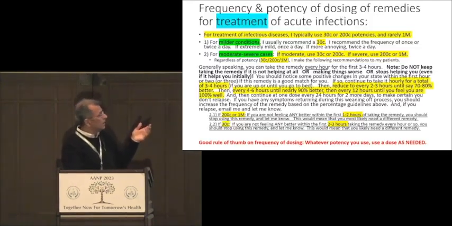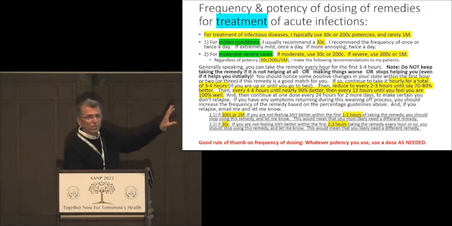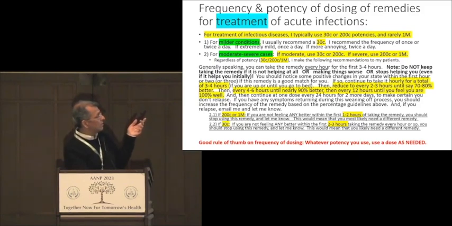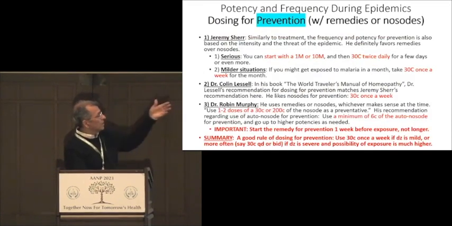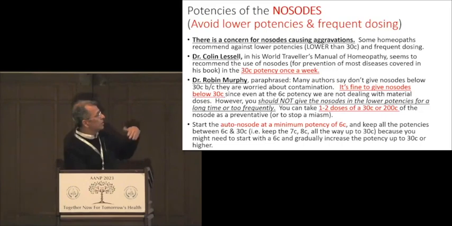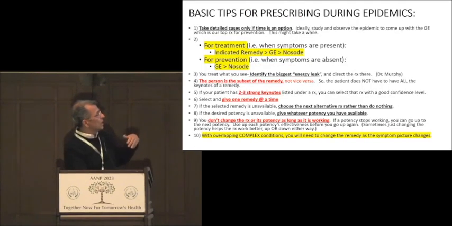Frequency and potency, this slide summarizes pretty much everything I've learned during the course of the pandemic on frequency and potency. It depends on whether you have a mild, moderate, or severe condition, and you can read that. It's literally a summary of 3 years' worth of experience with lots of COVID patients, so hopefully you'll find that helpful. This is a summary of what you do for prevention, and what you do with nosodes. This is just some basic tips regarding handling epidemics.